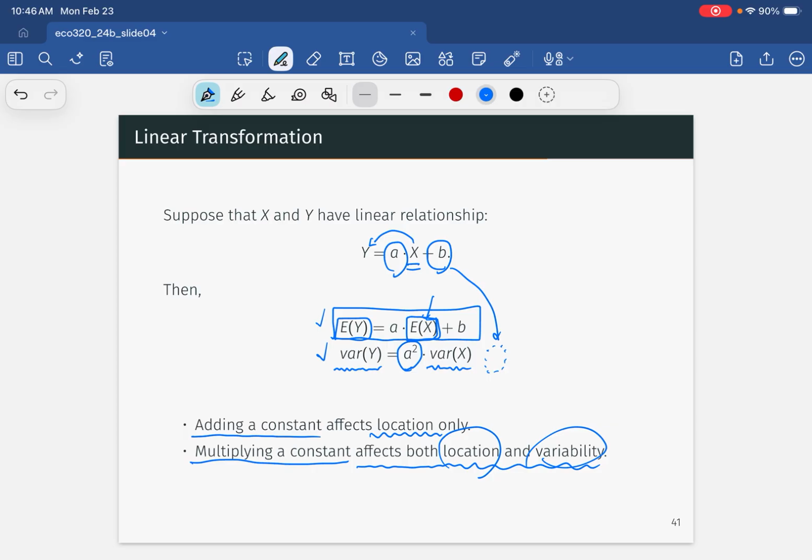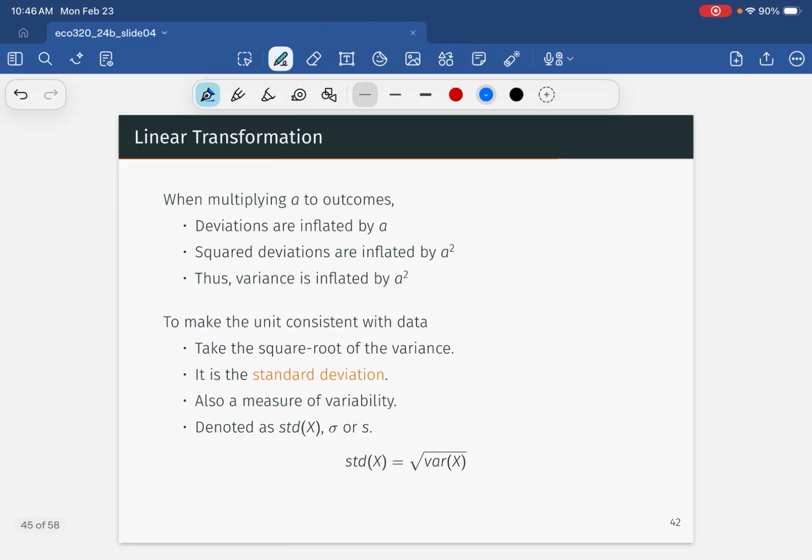The problem is, it is affected by its square. Okay, so this is the problem. Variance is inflated by a squared, which is not desirable. So we are going to scale it back to preserve the unit, right? So we are going to take the square root of the variance at the end. Then we call that standard deviation.